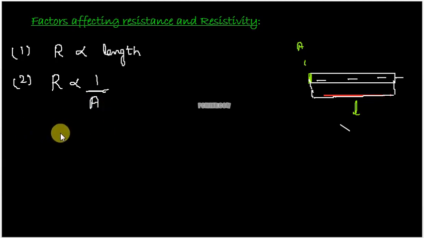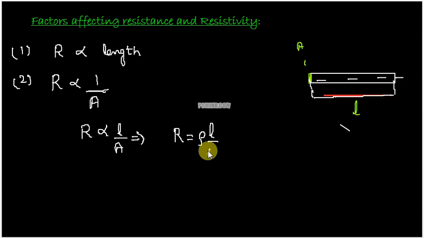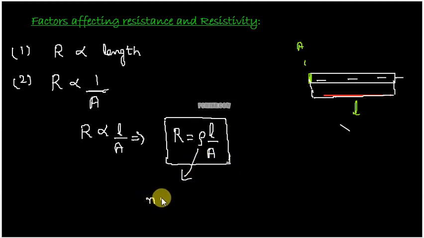And when we combine these two factors, we get R is proportional to L upon A. And if we remove the proportionality sign and add a constant, that constant is rho, so R is rho times L upon A. This rho, which is actually a constant of proportionality here, introduces the third factor that accounts for the nature of the material of a conductor.